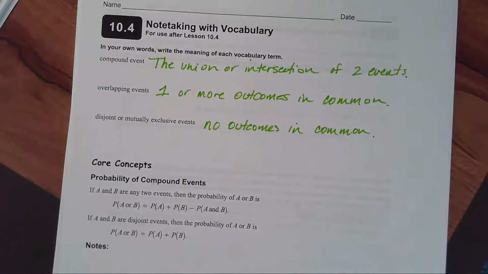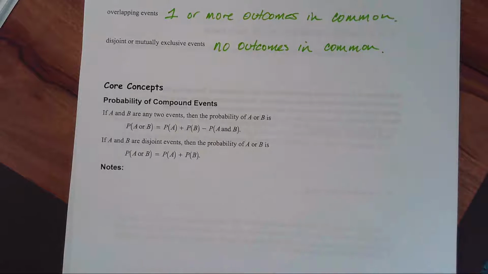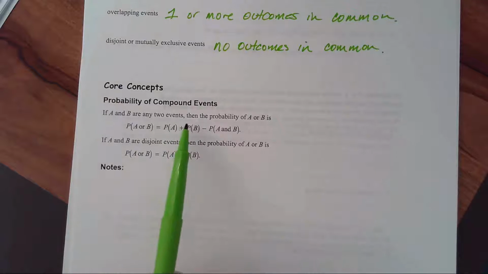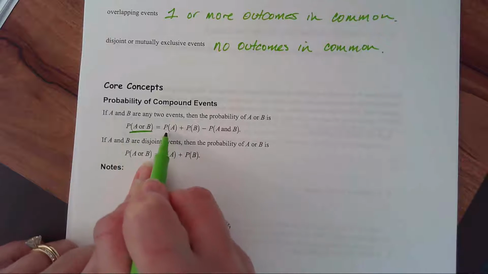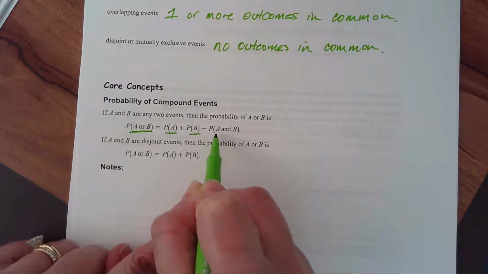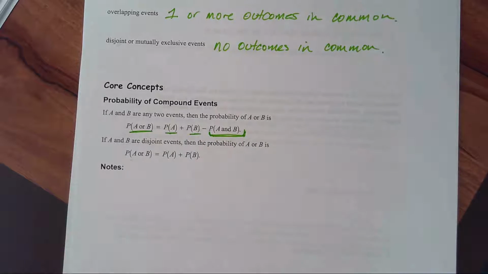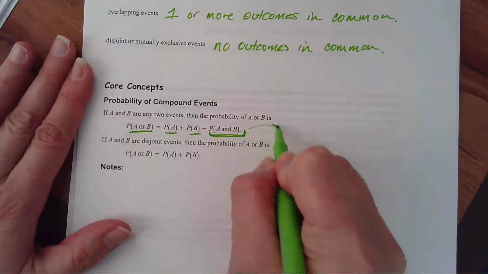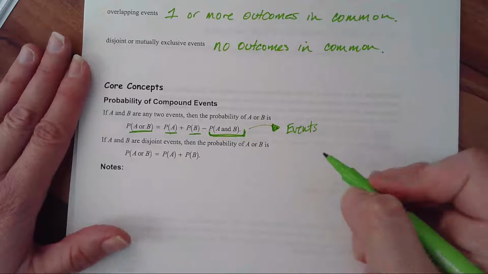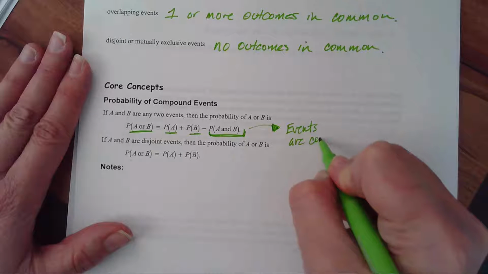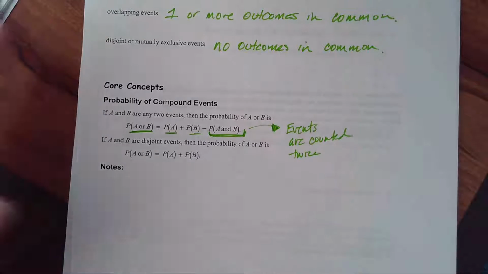Let's talk about some formulas and we'll get into some examples, which will be easier for us to understand. If A and B are any two events, then the probability of A or B is the probability of A plus the probability of B minus the probability of A and B. What this means is that these events are counted twice. So when it's A and B, we have to subtract out the outcomes that are counted more than once. That's what the A and B is.